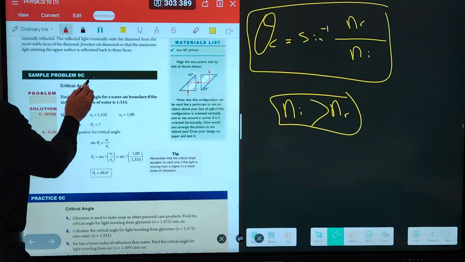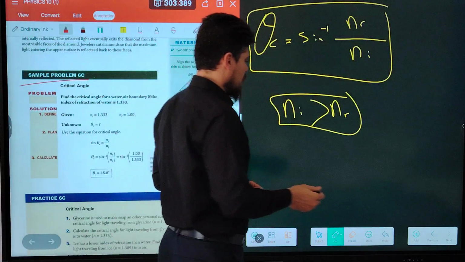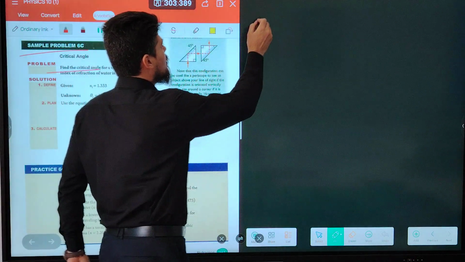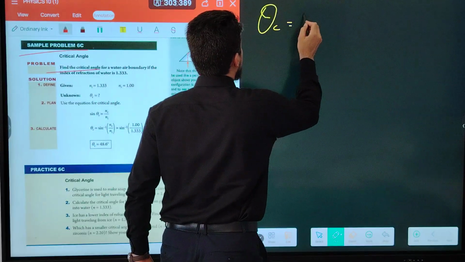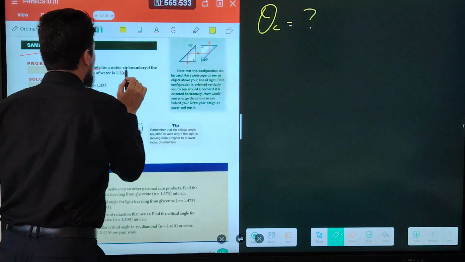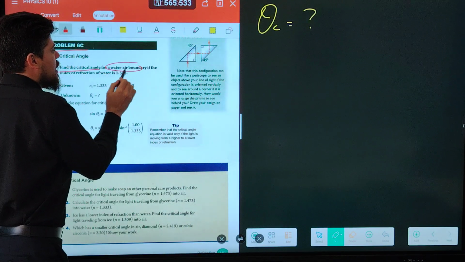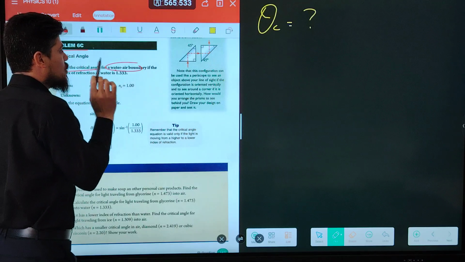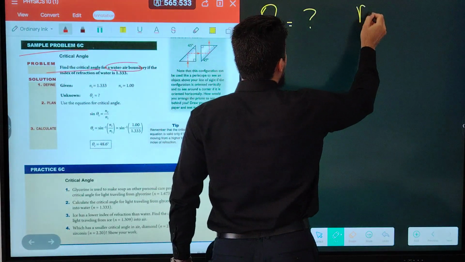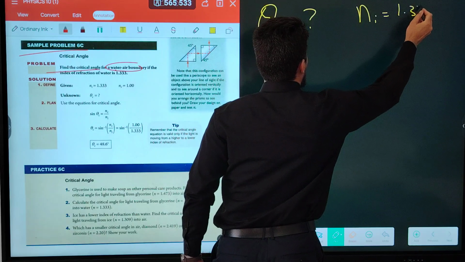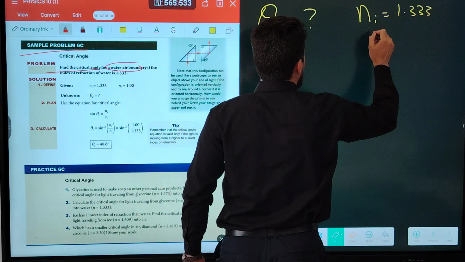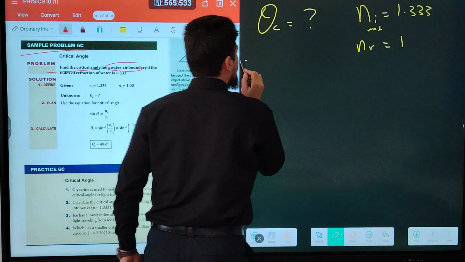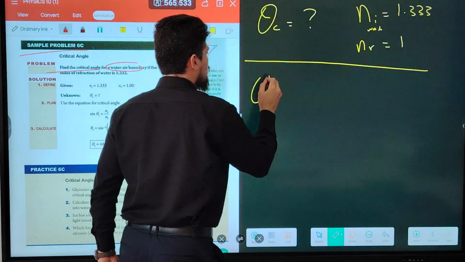Look at sample problem 6C. Guys, look. The question says, find the critical angle. What is unknown? Theta critical is unknown, for a water-air boundary. For the critical angle to occur, the light must travel from high density to low density. So Ni in this question is equal to 1.333 for water, and Nr for air is equal to 1. What will be the critical angle?